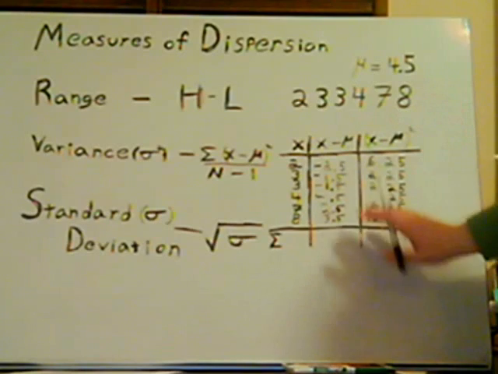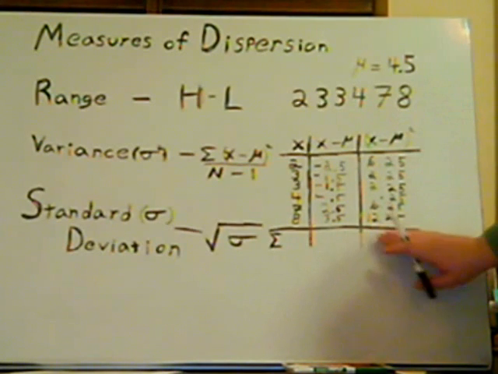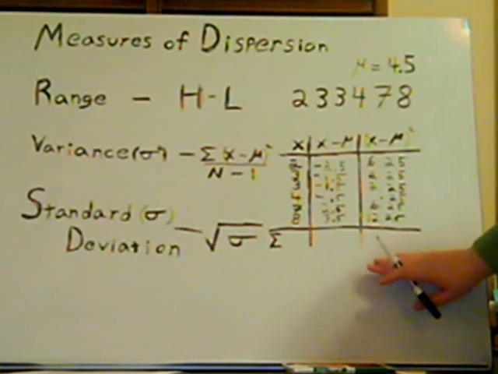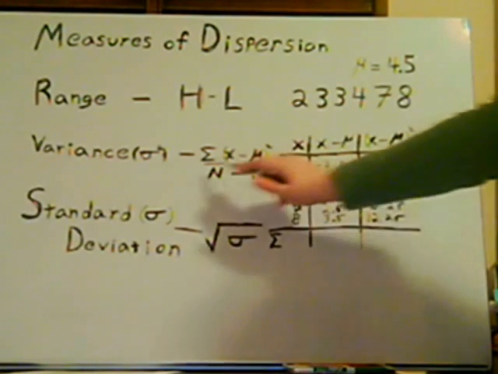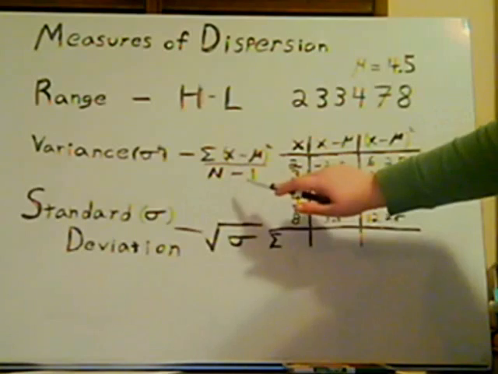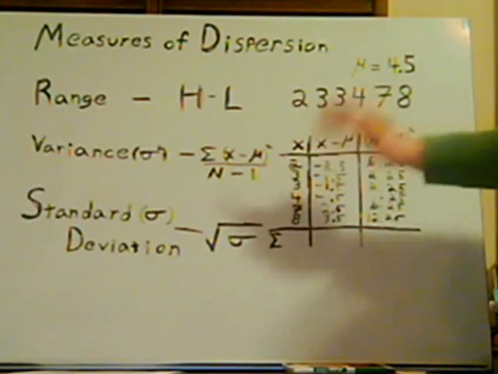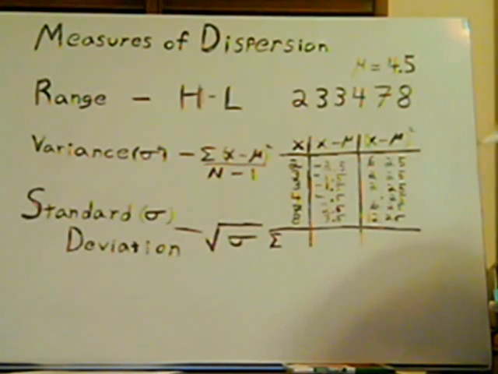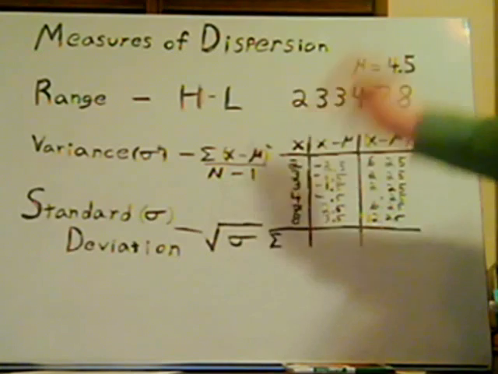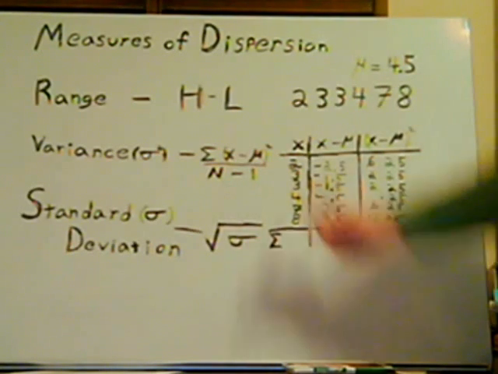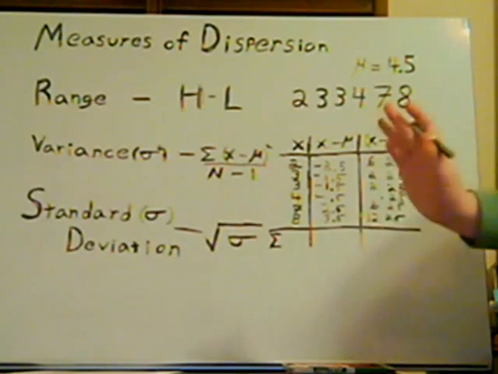Okay. So, once you total this up, you should get 29.5. But we're not done yet. Not quite. Don't forget, we've still got the denominator to work over here. So, 29.5 divided by n minus 1, which is 5, will give you a variance of 5.9. Congrats, you have your variance now. That's the hardest part of this lesson.